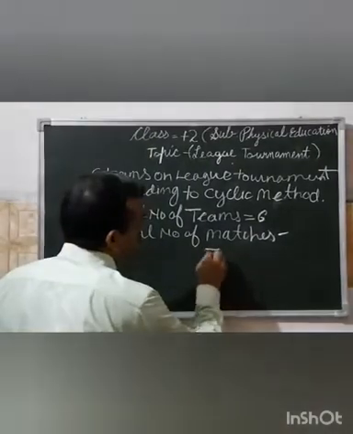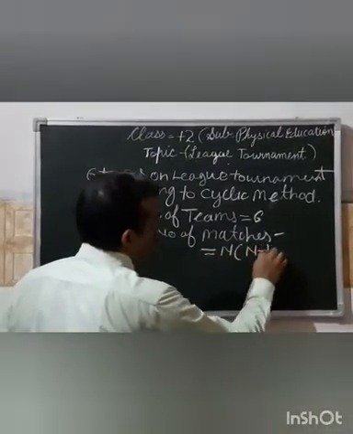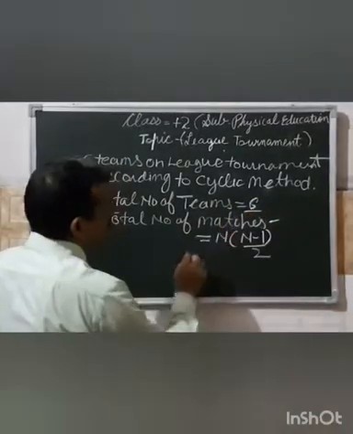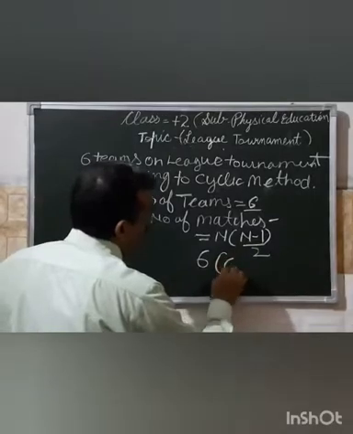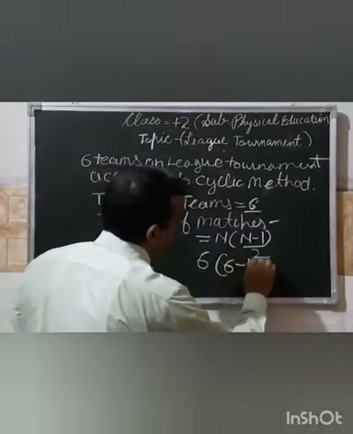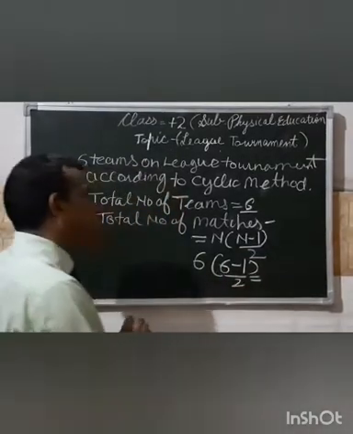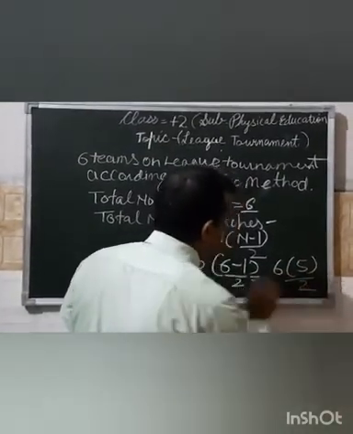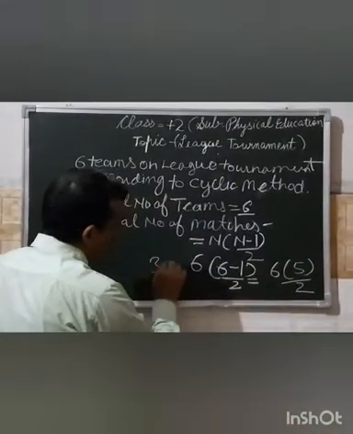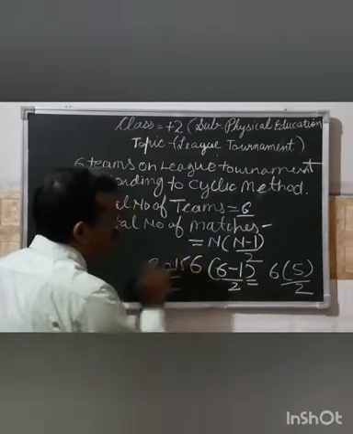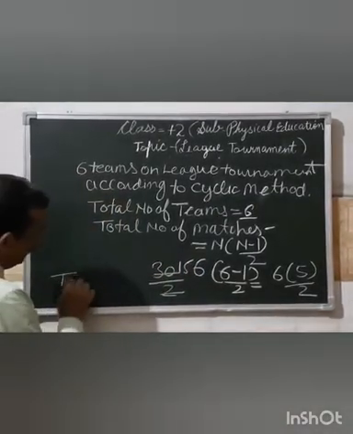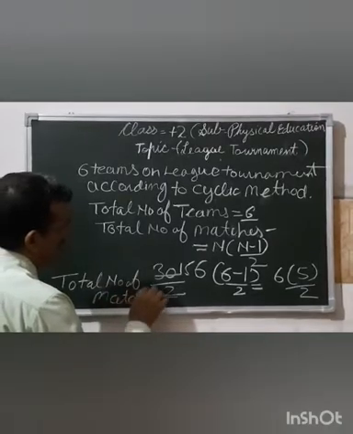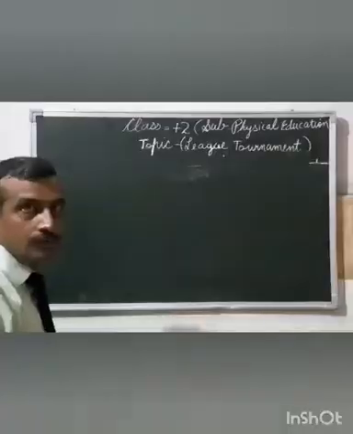The formula is n(n minus 1)/2, where n means the number of teams. So 6 times (6 minus 1) over 2. Total numbers: 6 times 5 over 2, 6 5 is 30 over 2, 15. Total number of matches is 15.